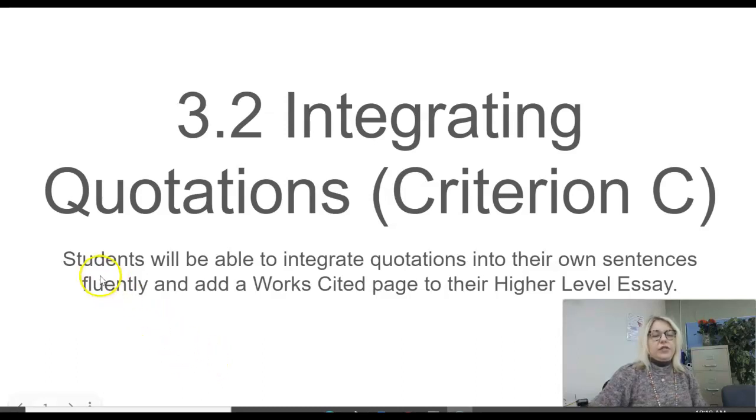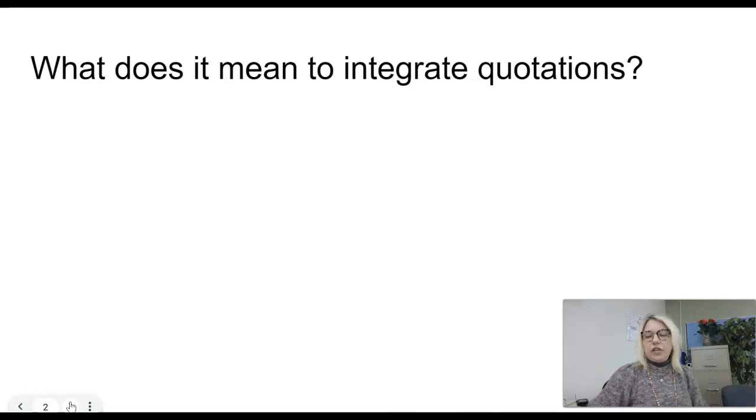Our objective: students will be able to integrate quotations into their own sentences fluently and add a works cited page to their higher level essay. So, more on Criterion C. Let's take a look. First of all, in your notes, you've got this question. What does it mean to integrate quotations?